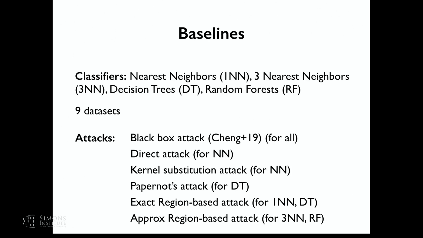We looked at four different kinds of classifiers: nearest neighbors, two kinds of nearest neighbors, decision trees and random forests. We looked at 9 datasets. I won't bore you with all 9. Then we had a bunch of attack baselines. I think the current state-of-the-art black box attack is due to Cheng et al., and we looked at that for everything. For nearest neighbors, we looked at direct attacks and kernel substitution attacks. For decision trees, there's an attack by Papernot et al., which we looked at. For one nearest neighbor and decision trees, we use our exact region-based attack, and the approximate one is for 3 nearest neighbors and random forests.